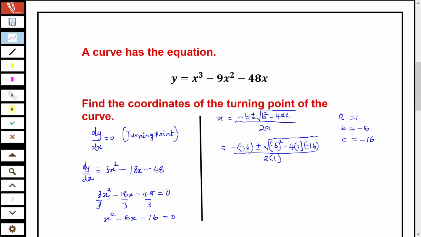Now, negative times negative gives positive, so we're going to get a +6 plus or minus the square root of. Now, -6 squared is simply -6 times -6, and that gives us 36. Here we've got -4 times 1, which is -4, and -4 times -16 gives us a +64, over 2.